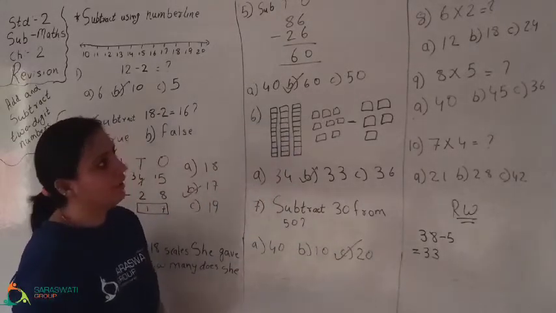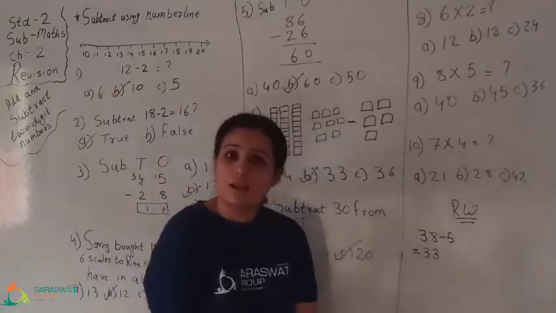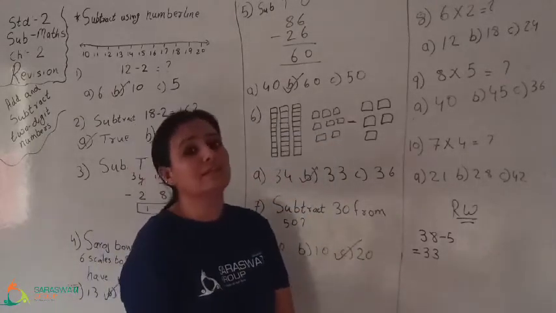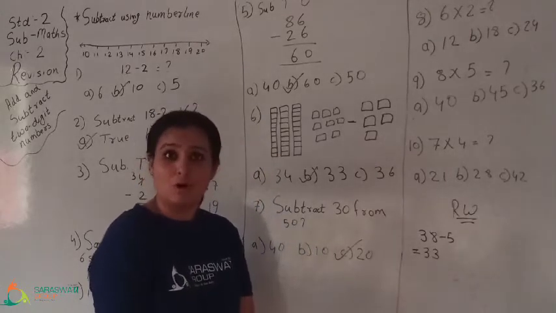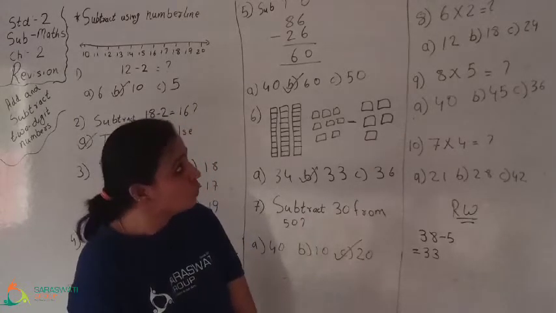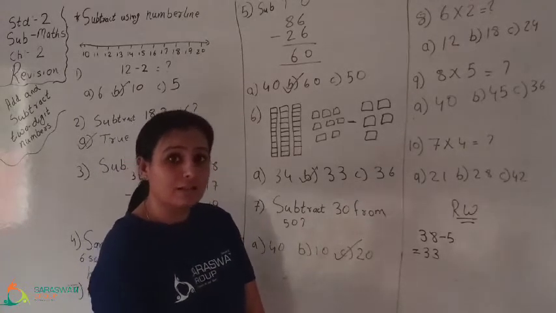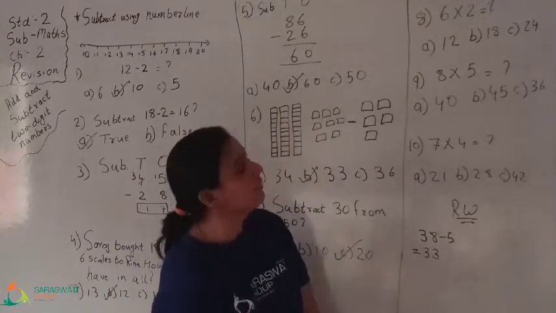Okay. Now next is tables. Okay. Now it's time for tables. Okay. I have already taught you tables of 6, 7 and 8. And based on that, we can have questions in exam also. Okay. So first is 6 multiplied by 2. What is the answer? 6 times 2. It will give you 12. So here the answer is A.